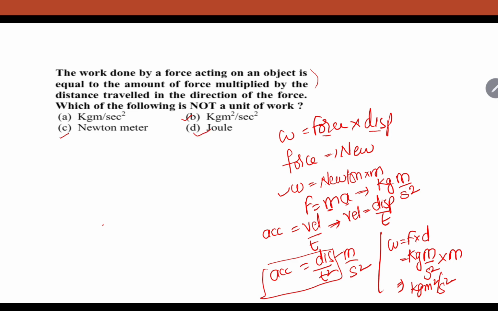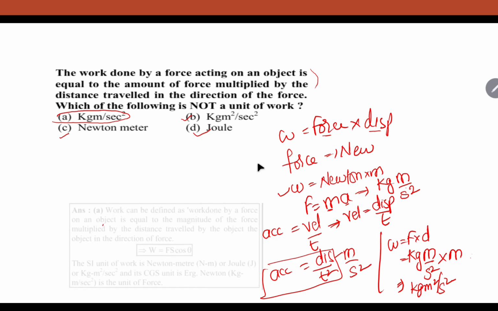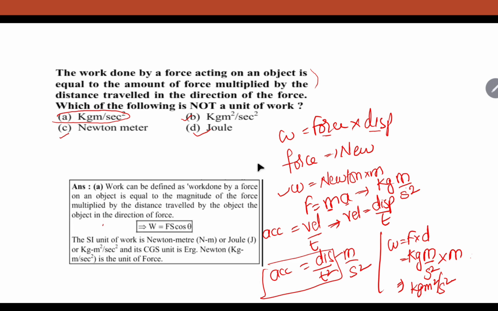In general, the unit of energy is the joule, and we can also write work in terms of joules. So what is not a unit of work is option A. The answer for this question is option A. Work can be defined as the work done by a force on an object is equal to the magnitude of the force multiplied by the distance traveled by the object in the direction of the force.